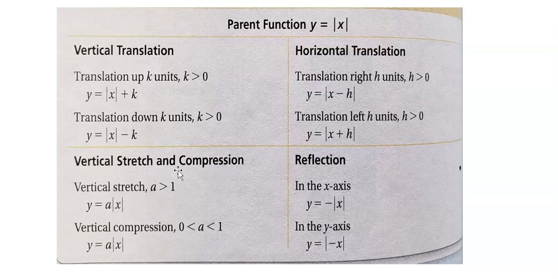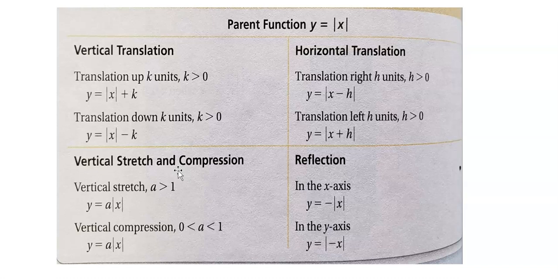So for a vertical translation, you are looking for this plus K or minus K. If it's a plus K, it's moving up that many units. If it's a minus K, you're moving down that many units. The horizontal translation, remember that if you have a minus inside the function, and that means within that absolute value function, a minus will move it to the right that many units. A plus will move it to the left that many units.